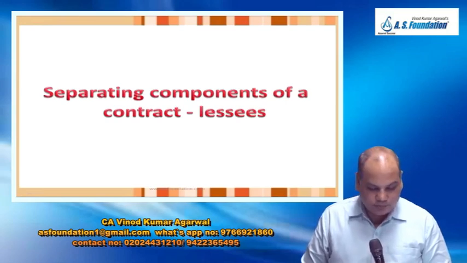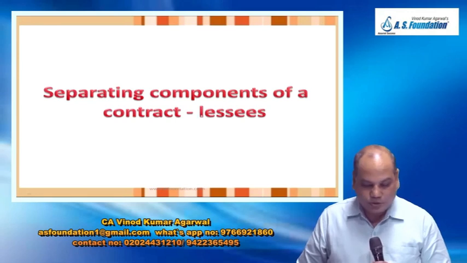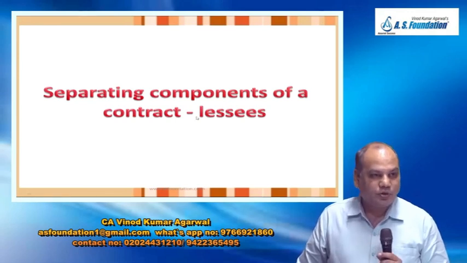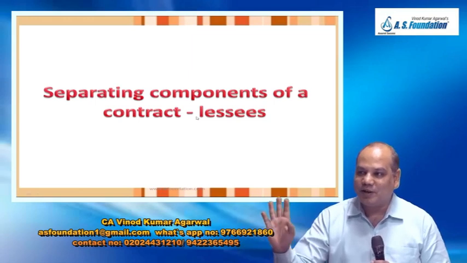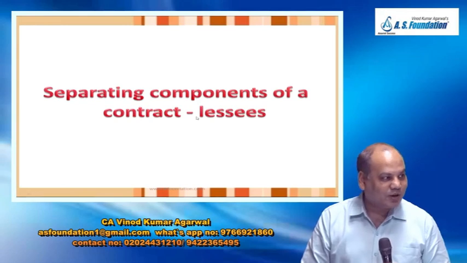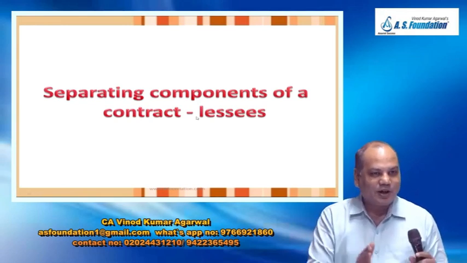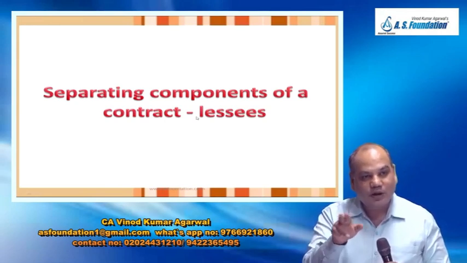Now that paragraph will come. Separating components of a contract, 4.2. Separating components of a contract from the lessee's point of view. Underline the word lessee, because for lessor there is a small change. Lessor is never given the benefit of practical expedient because he is selling. So he knows what I charge for these services, what I charge for this asset. So he is not given the benefit of practical expedient.